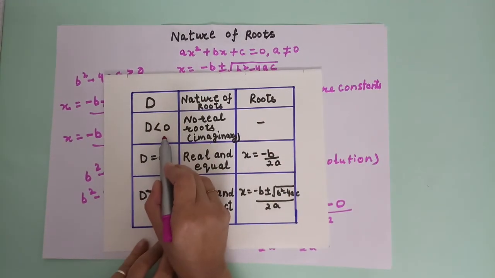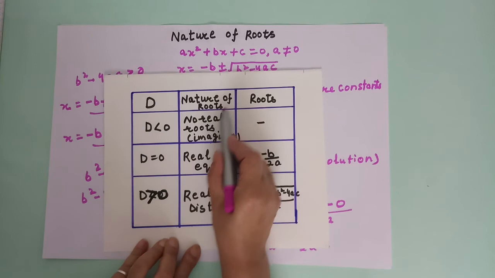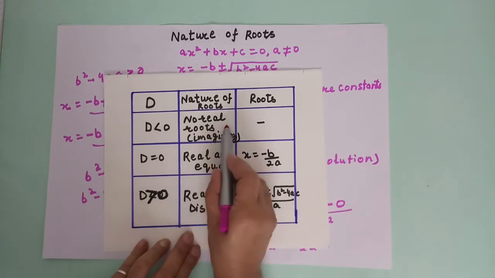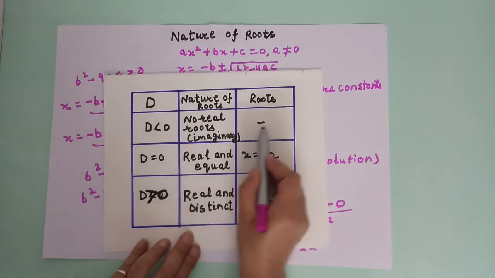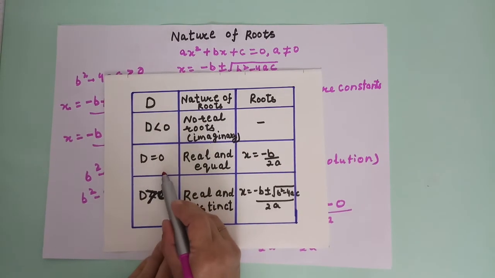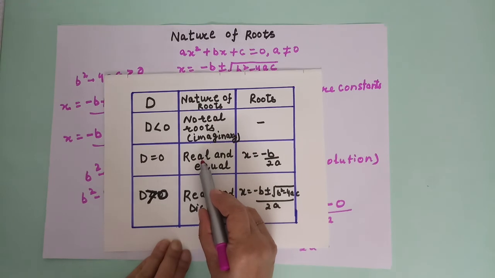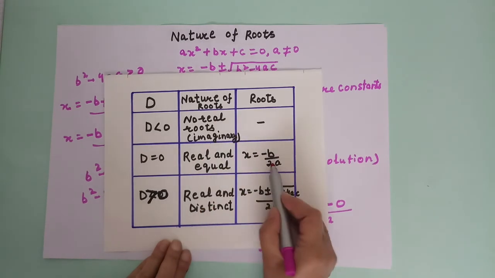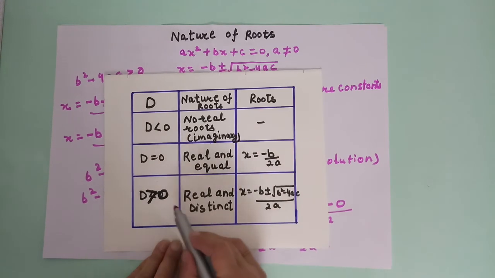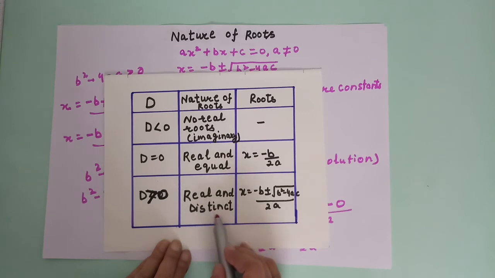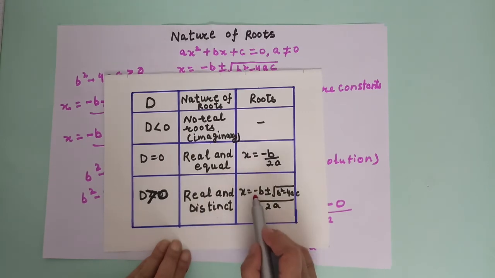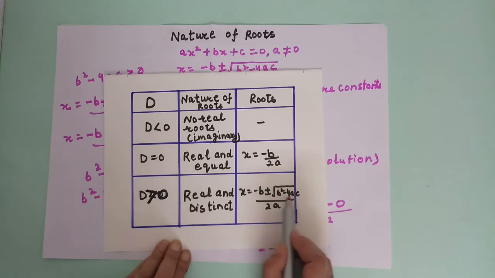If D is less than 0, then what will be the nature of roots? The equation has no real roots. They will be known as imaginary roots, right? If D is equal to 0, then the equation will have real and equal roots, and each of the roots will be -b/2a. If D is greater than 0, then the equation will have real and distinct roots, and the roots will be (-b ± √(b² - 4ac)) / 2a.